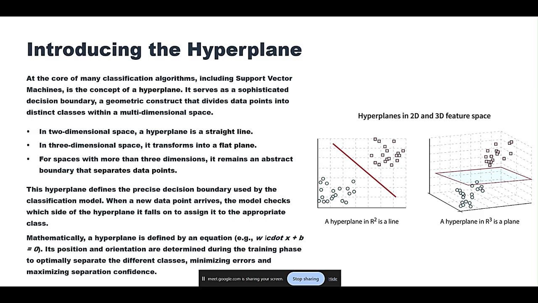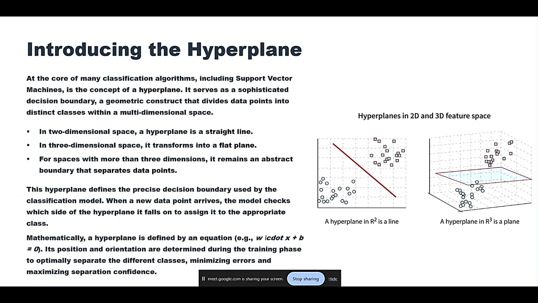Now in this slide we will understand the hyperplane. So at the core of many classification algorithms, including SVMs, is the concept of a hyperplane. It serves as a decision boundary to divide data points into distinct classes within a multi-dimensional space. In 2D space, a hyperplane is a straight line, and in 3D space, it is a flat plane. For spaces with more than 3 dimensions, it remains an abstract boundary that separates data points.